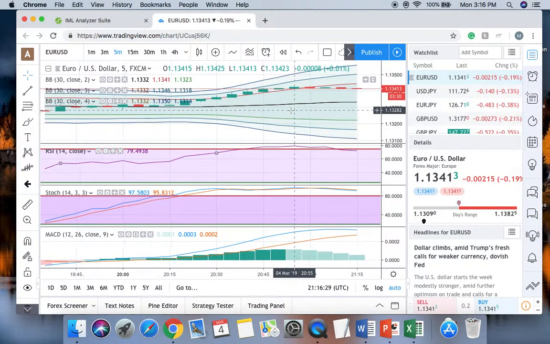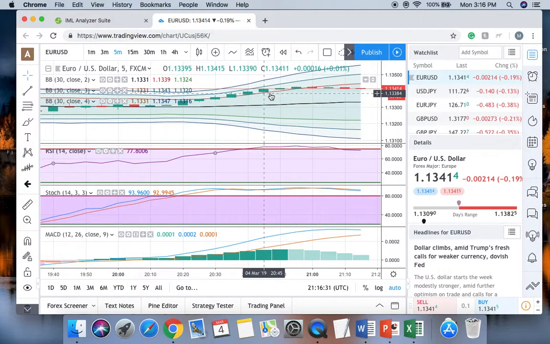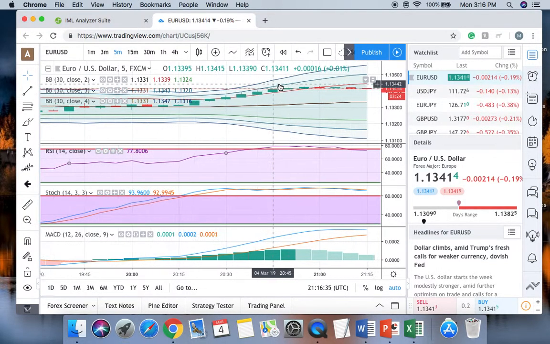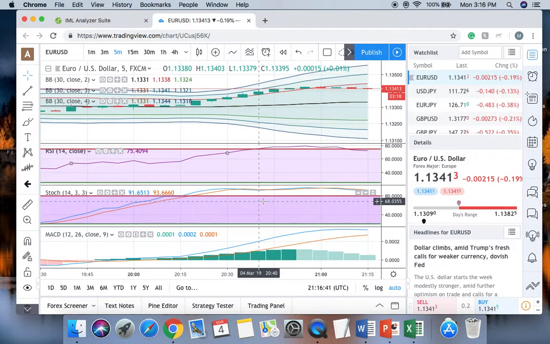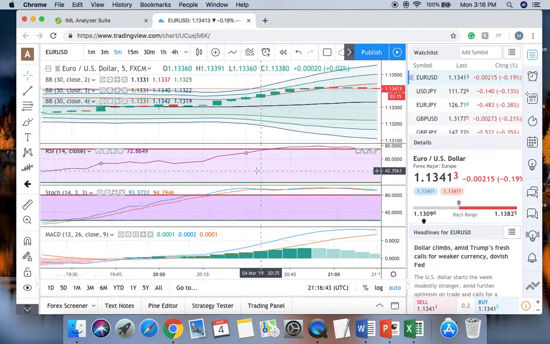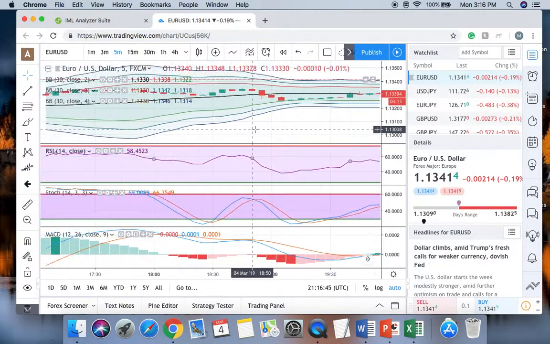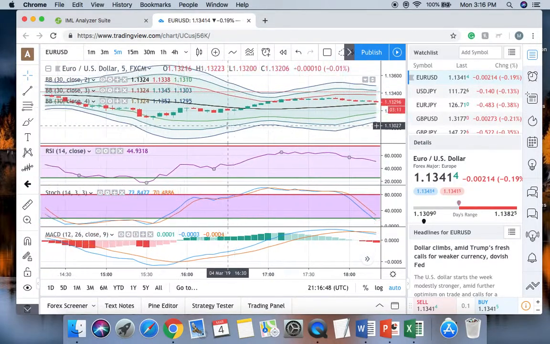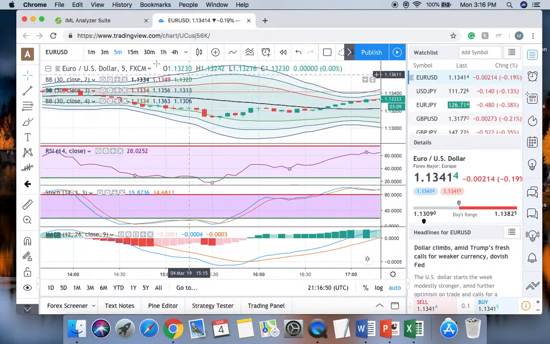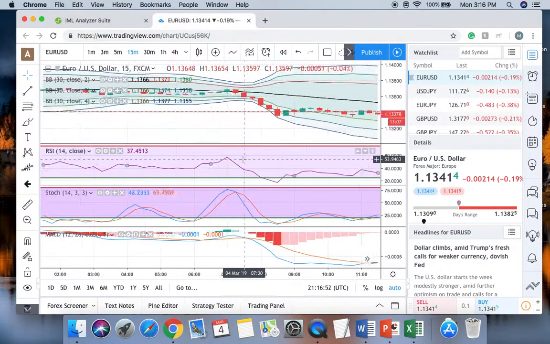I'm going to continue with this. So what we see here is that this didn't quite reach standard deviation 3. I want to see it have a strong break of standard deviation 3 in conjunction with this RSI and stochastic before I get in on that position. Let's see if I can find a case where that happened. Maybe we can look at the 15-minute. Here we go.